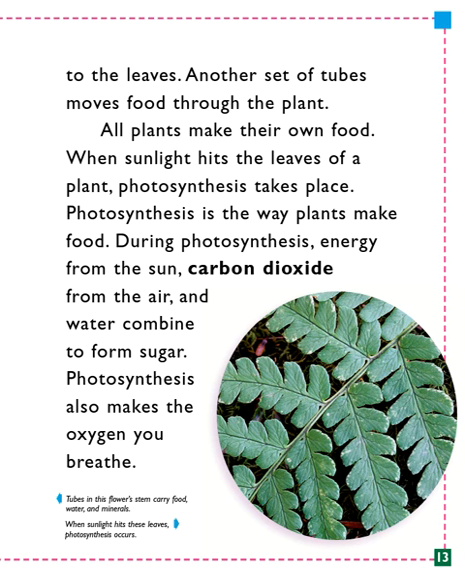So the water and nutrients that come up from the roots in the soil go up the stem to the leaves. Another set of tubes moves food through the plant. All plants make their own food. When sunlight hits the leaves of a plant, photosynthesis takes place. Photosynthesis is the way a plant makes food. During photosynthesis, energy from the sun, carbon dioxide from the air, and water combine to form sugar. Photosynthesis also makes the oxygen you breathe.